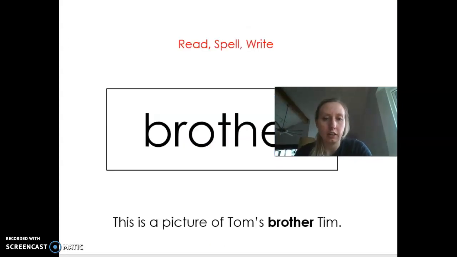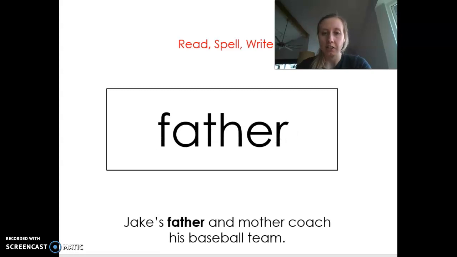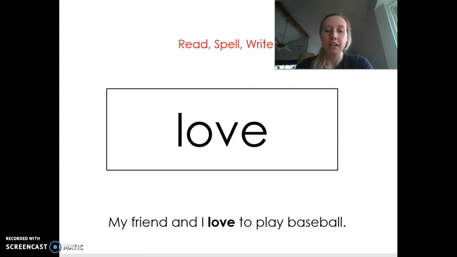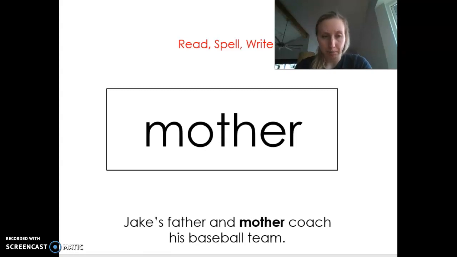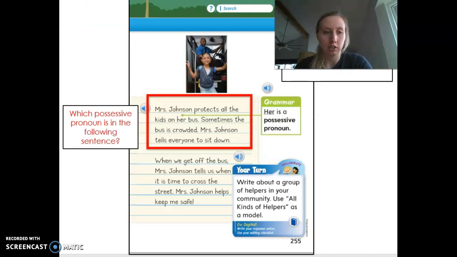So let's look at our high frequency words. Brother. This is a picture of Tom's brother Tim. Father. Jake's father and mother coach his baseball team. Friend. My friend and I love to play baseball. Love. Mother. Picture. Okay, so we're just going to skip that.